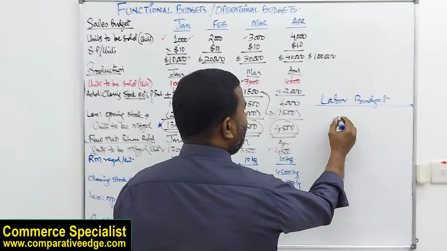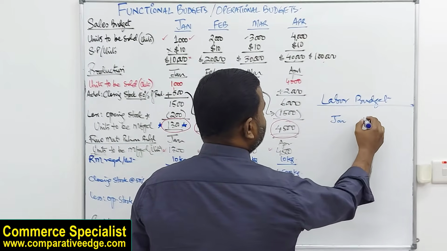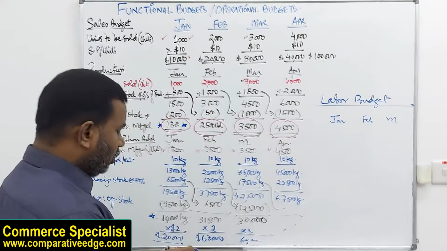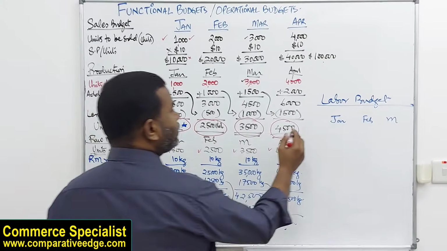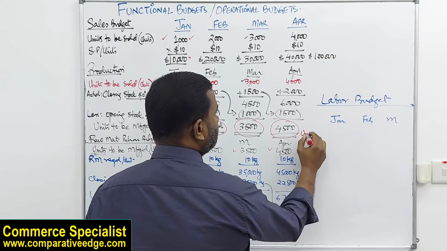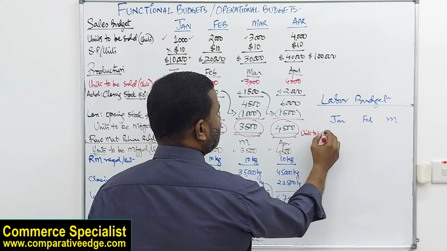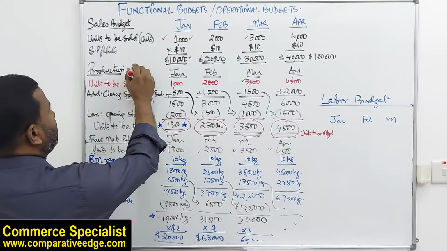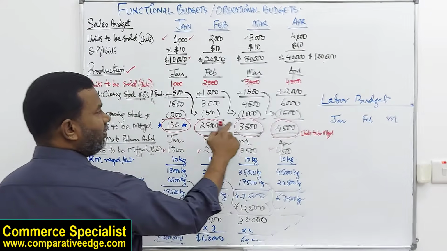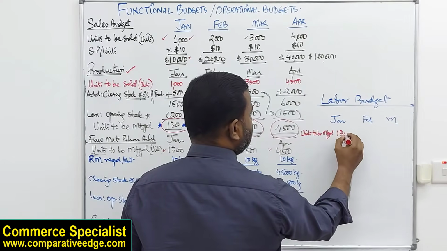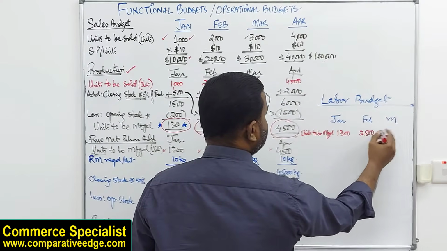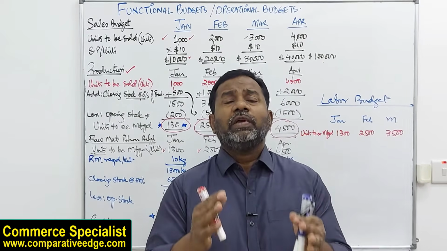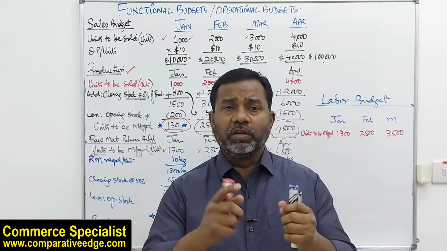Okay, again I have January, February, let's say March, forget April. So we begin with units to be manufactured. How much? I'll pick the units from the production budget: 1,300 units, 2,500 units and 3,500 units. The question will give you how many labor hours are required to make one unit.